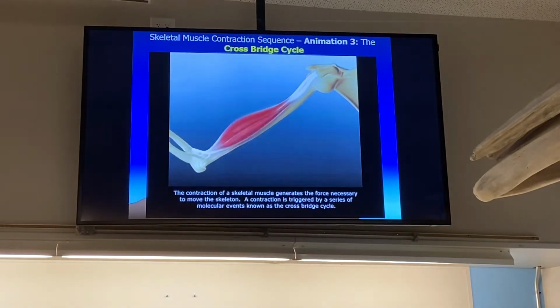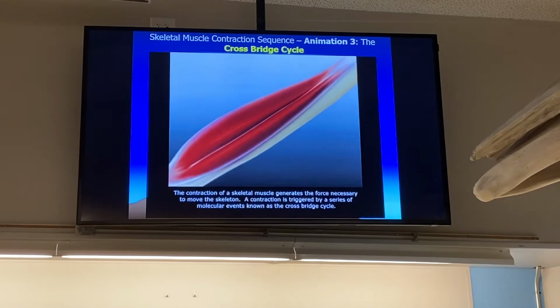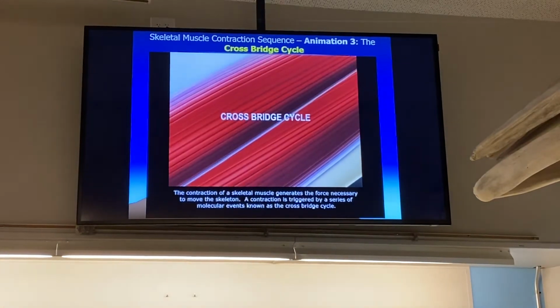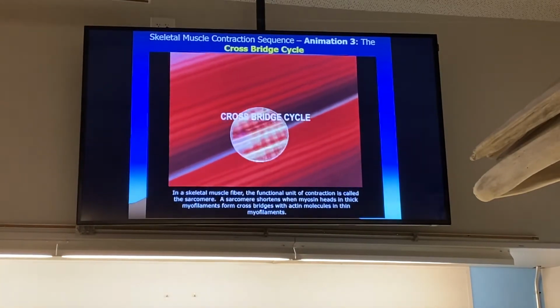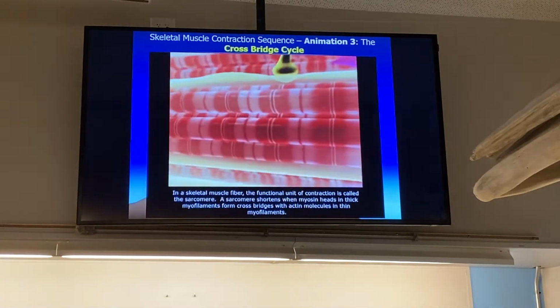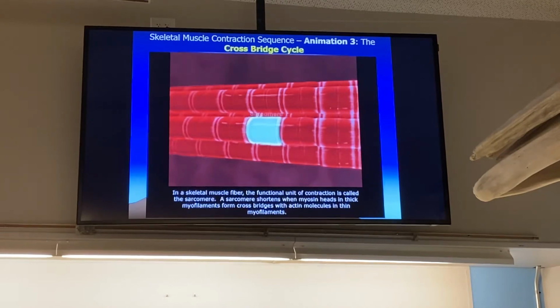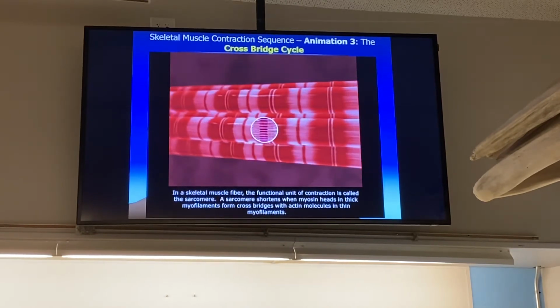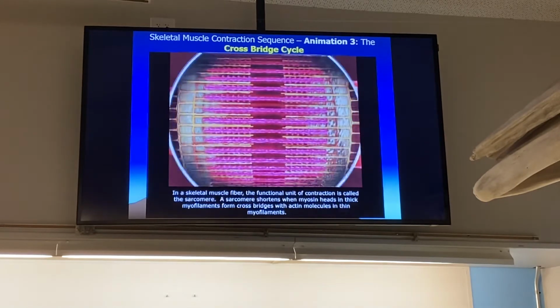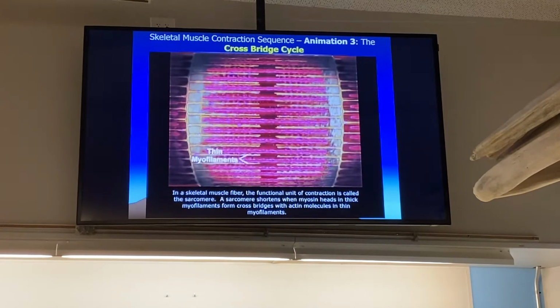The contraction of a skeletal muscle generates the force necessary to move the skeleton. A contraction is triggered by a series of molecular events known as the cross-bridge cycle. In a skeletal muscle fiber, the functional unit of contraction is called the sarcomere. A sarcomere shortens when myosin heads and thick myofilaments form cross bridges with actin molecules in thin myofilaments.